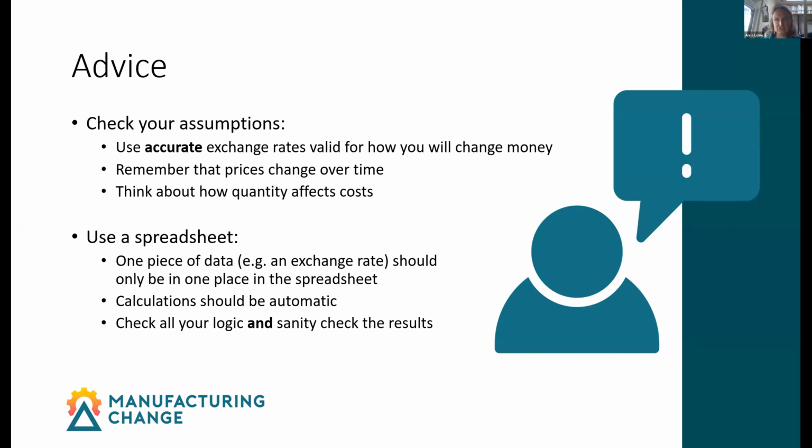One piece of data, like an exchange rate, should only appear in one place in the spreadsheet. That is so that if it changes, you've only got one place to update it, and you're not going to end up with lots of different exchange rates in different places in your spreadsheet, for example. The calculations should be done automatically. I have sometimes seen people who are using a spreadsheet program to calculate things, but are actually doing it manually, like working it out on their phone calculator and typing the numbers in the cells. I don't recommend doing that. Build it up properly in the spreadsheet. It's much less error prone.